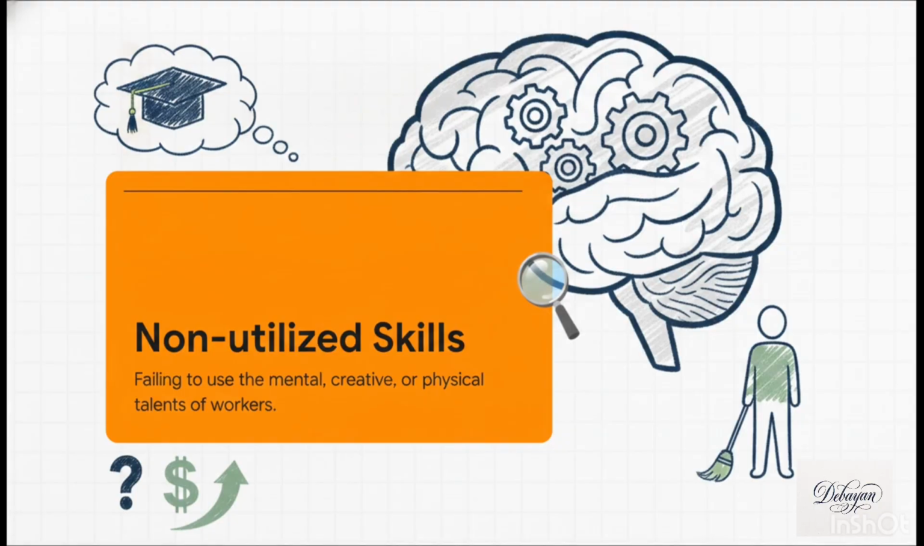The final waste, and the S in Timwoods, is non-utilized skills. This is failing to use the true mental, creative, or physical talents of your workforce. It's honestly a tragedy of human potential. Think about a highly educated MBA graduate who ends up having to do the basic clerical tasks of a peon just because of poor organizational structure. You are literally paying a premium for a brain you aren't even using.